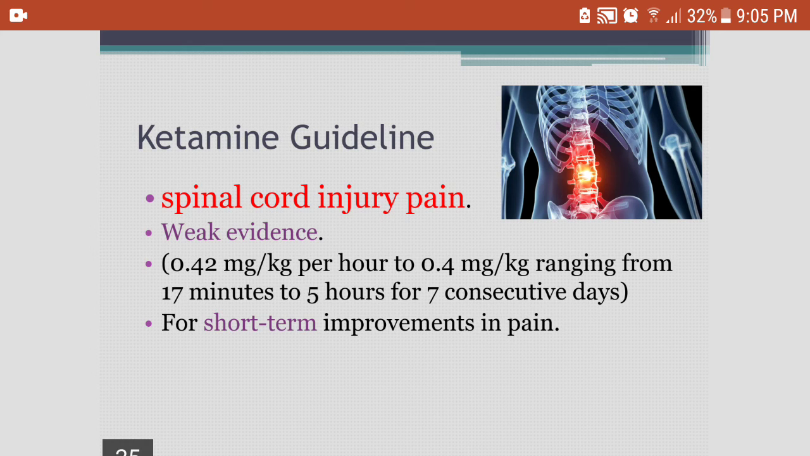But if the physician decides that it is the intervention that he's going to use, the guideline includes 0.42 milligrams per kg to 0.4 milligrams per kg, ranging from 17 minutes to 5 hours for a whole week or 7 days. And it should be noted that for spinal injury use of ketamine, there is short-term improvement regarding pain.